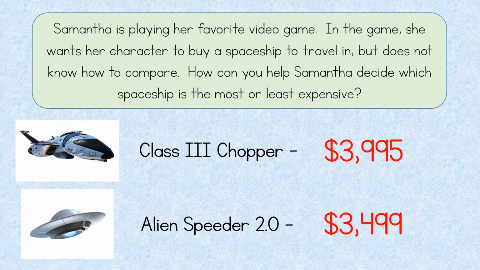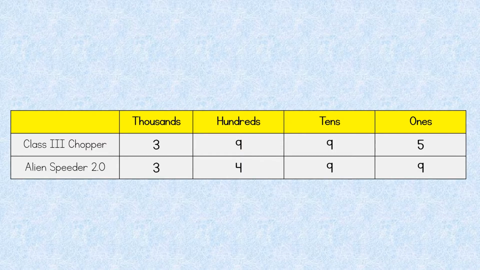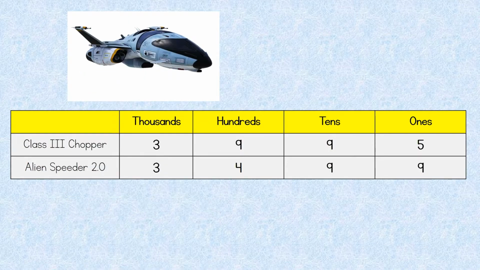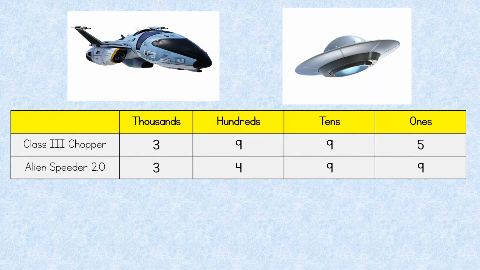You can compare these numbers by looking closer at the place value. You could put these numbers into the place value chart. Here you can see the Class 3 Chopper, the Alien Speeder 2.0. Each digit is in the correct place: ones, tens, hundreds, thousands.